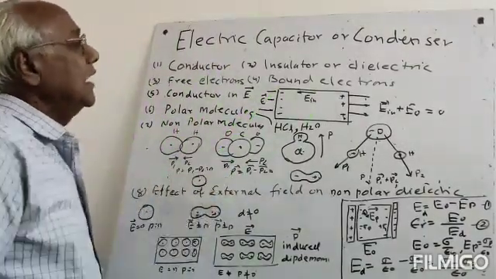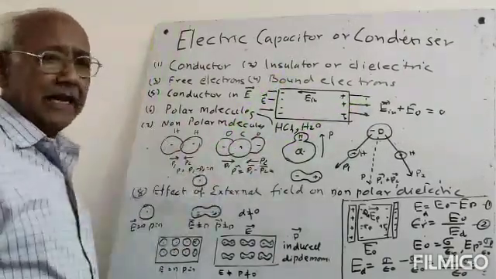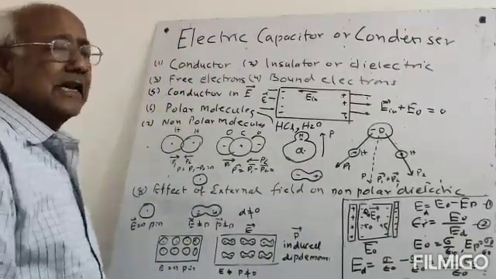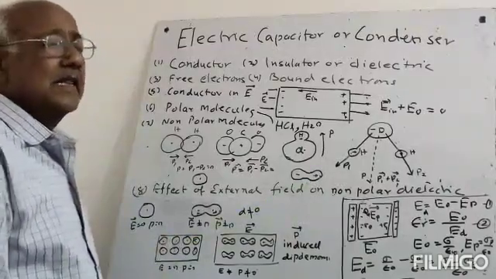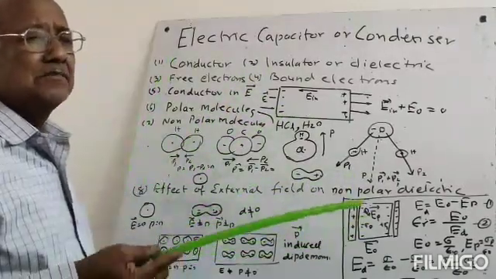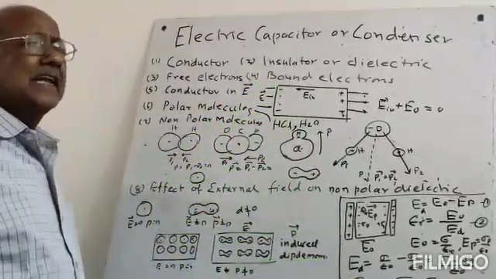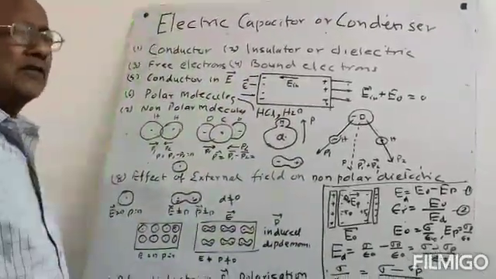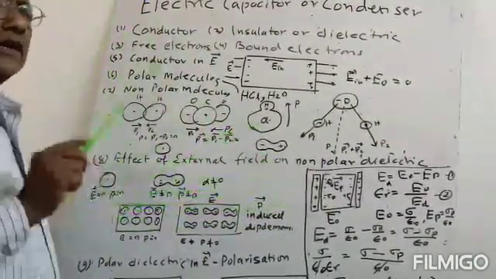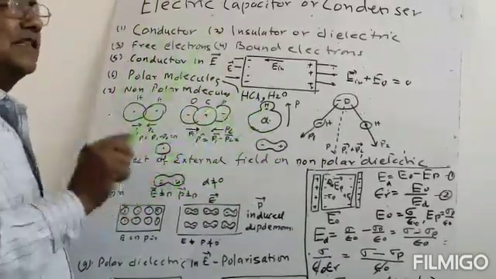Now, what is the bound electron? The electrons which are highly bound in the atom are known as bound electrons. These electrons are in the orbits which are not in the valence shell. So, the electrons which are not in the valence shell are bound electrons. The bound electrons cannot move or leave. Bound electrons are always associated with the atom.